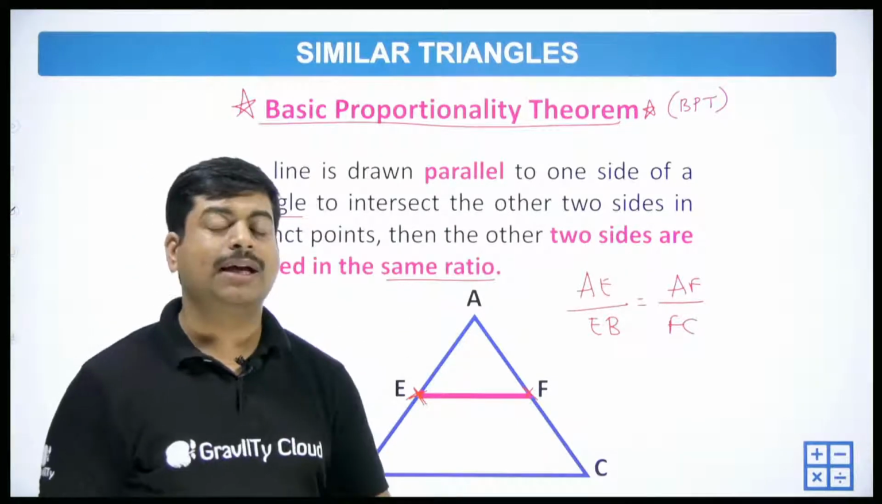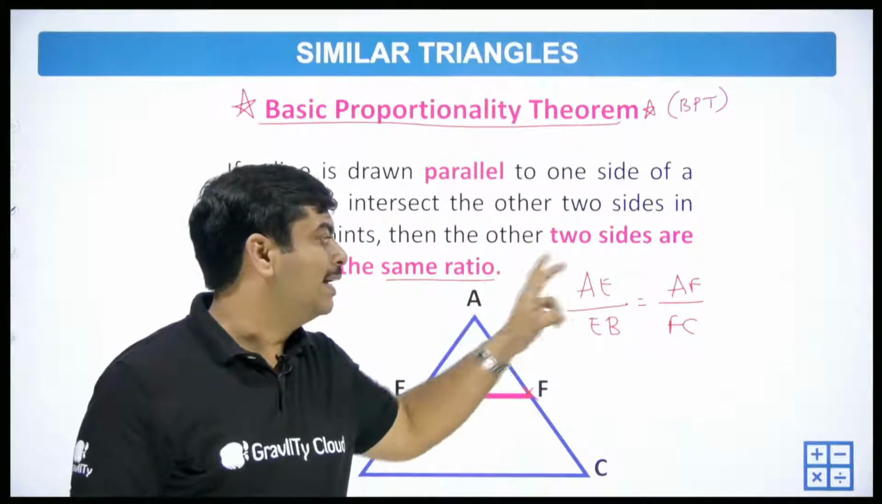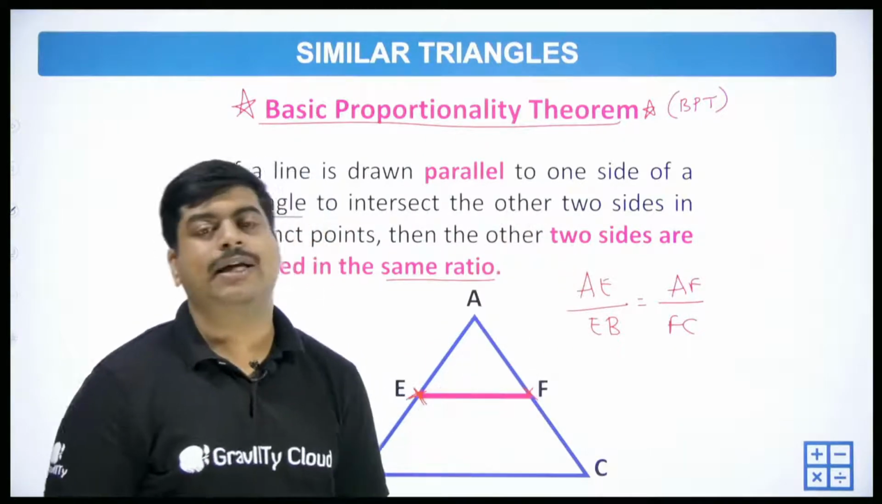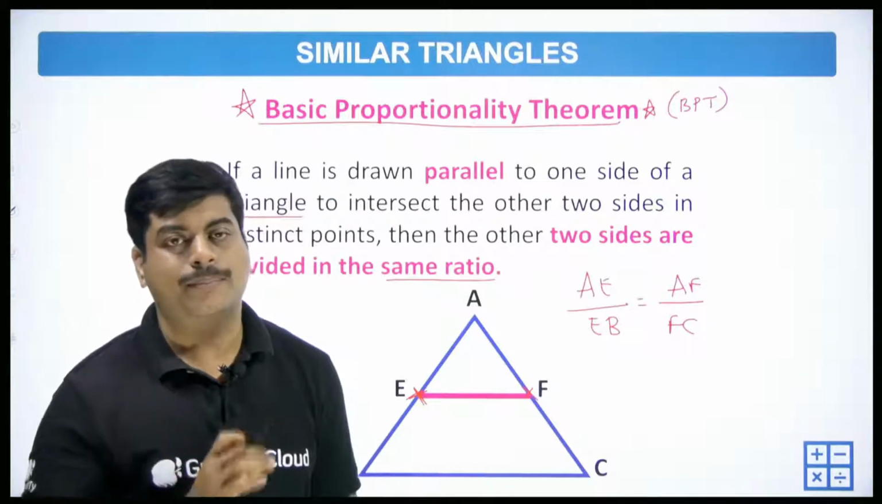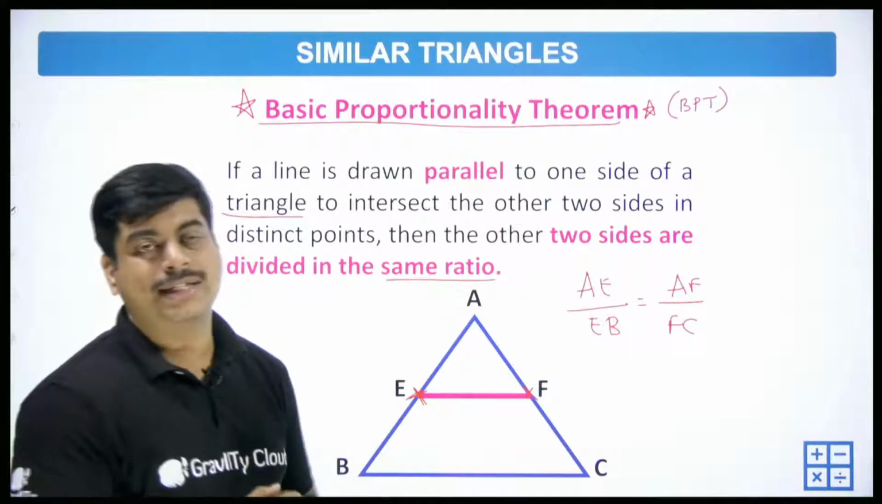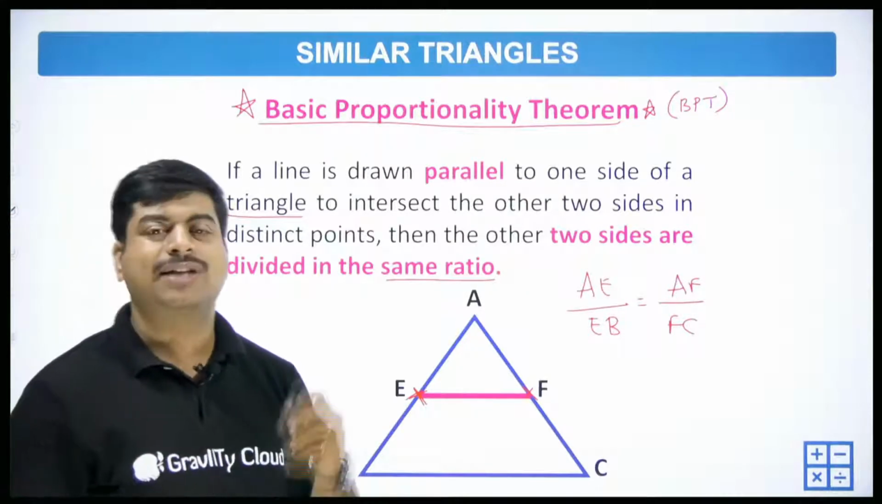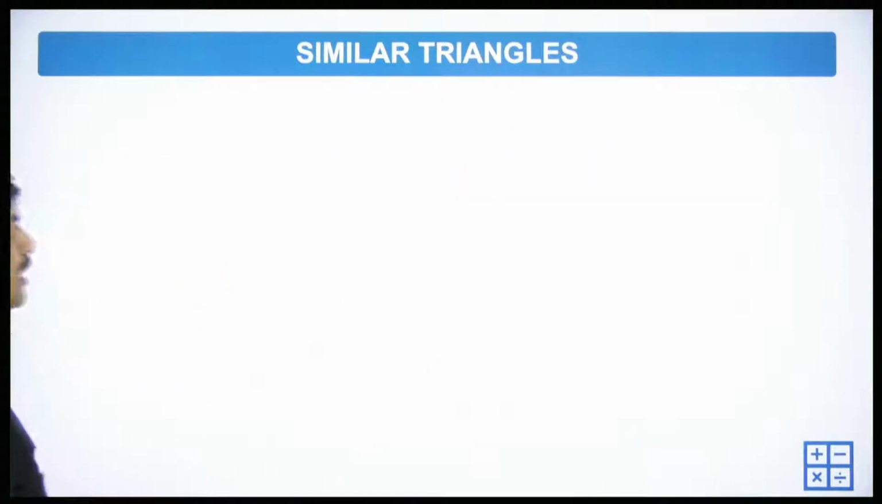We are not sure about that, but the ratios are equal. Ratio of AB to BB, AE to EB, and AF to FC. These two are equal, right? This is what the basic proportionality theorem states, and there are very beautiful applications based on this concept. Let's try to understand more about that.